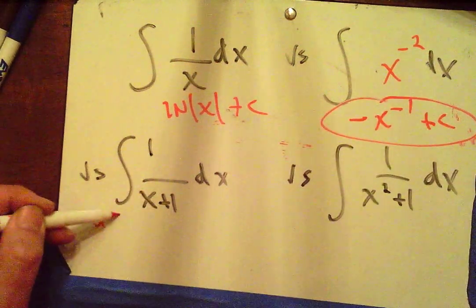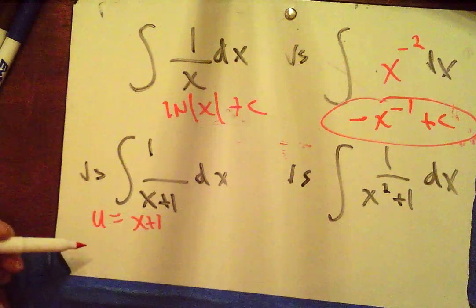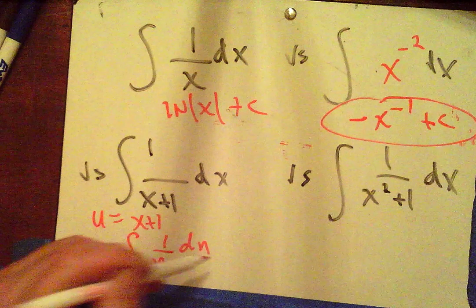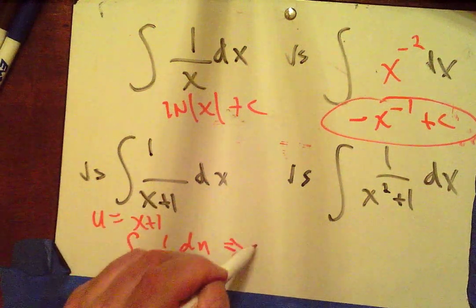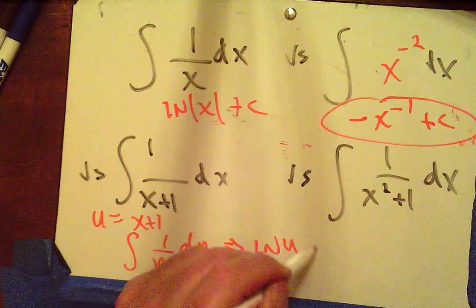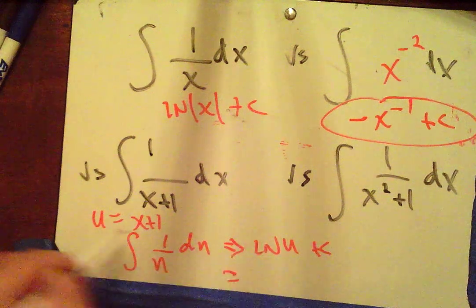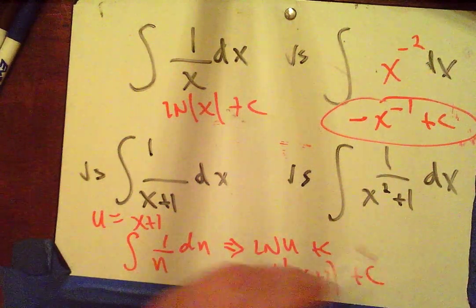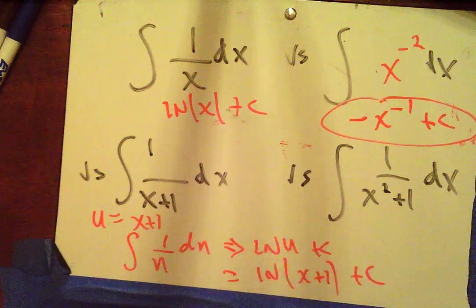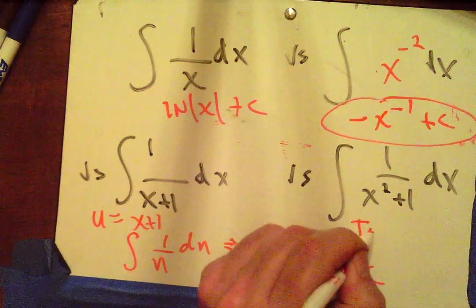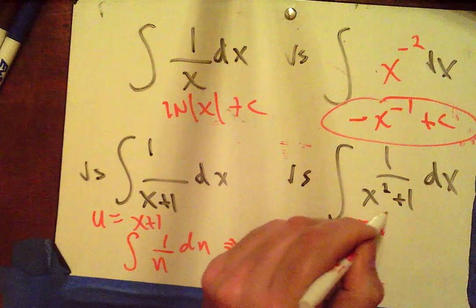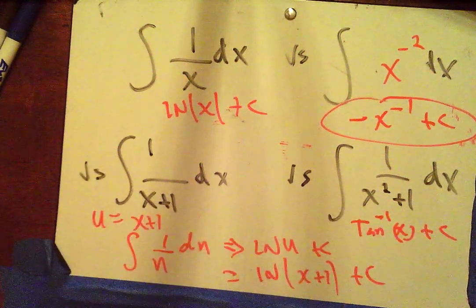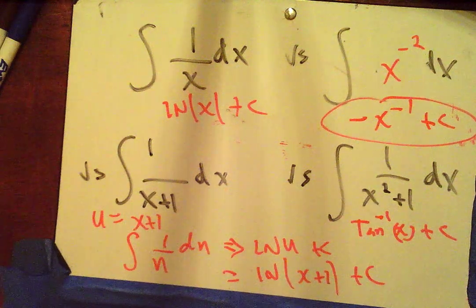This one is a u sub, where x plus 1 is our u. So we end up with 1 over u du, which is the ln of u plus c, or ln of x plus 1 plus c. And there's our dear friend inverse tan. This one is tangent inverse of x plus c. We've got to get comfortable with these. You should really practice.